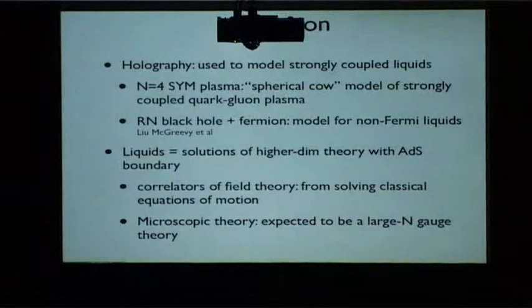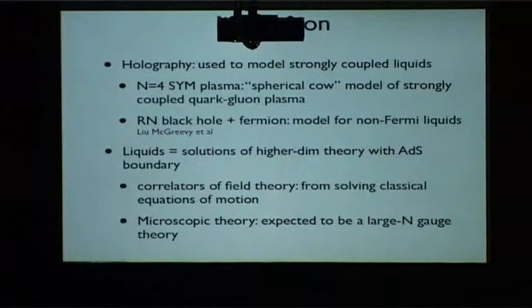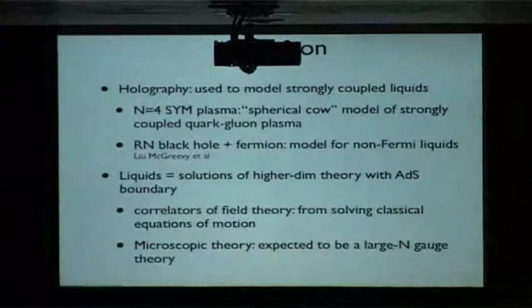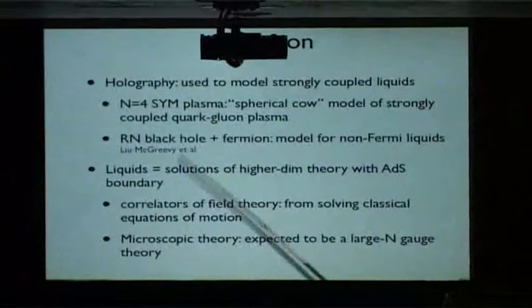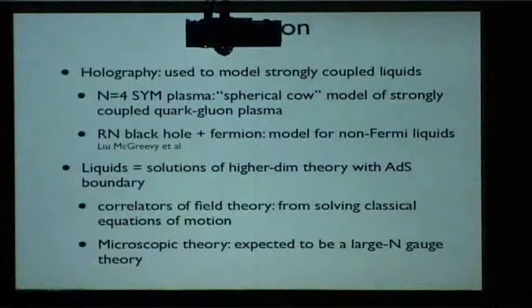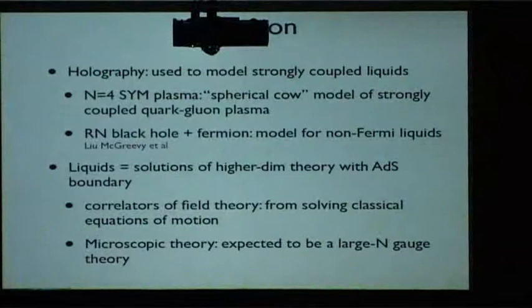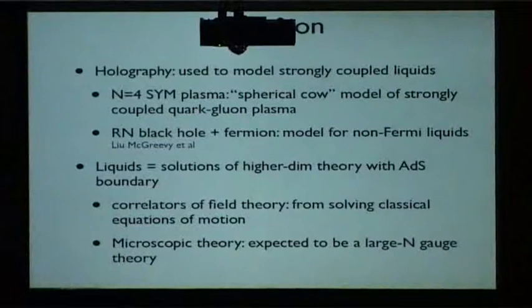Okay, so the standard way to do the modeling is to first identify our liquid, or what we want the system to look like, to a solution of a higher dimensional theory with the AdS boundary. So for example, in the case of the N equal 4 super Yang-Mills plasma, this solution would be just a solution of five-dimensional Einstein equation with gravitational constant. And then we follow the standard technique of gauge gravity duality and compute the correlation function of field theories.